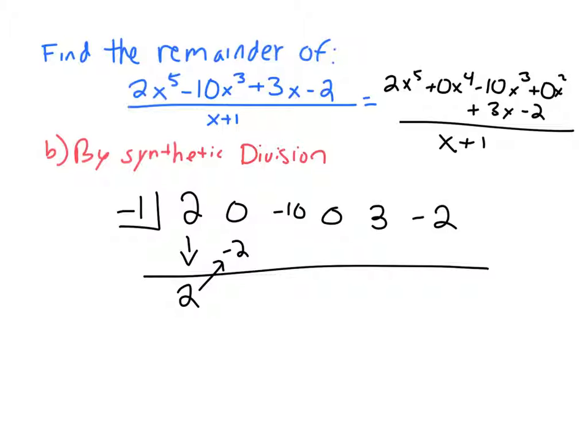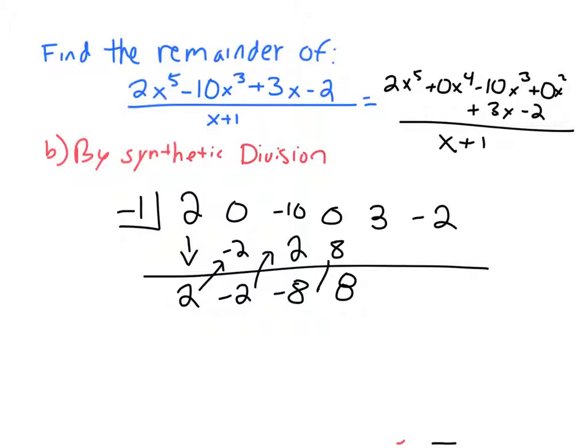Add 0 and -2, and that is -2. Then -1 times -2 is positive 2. Add those two, -10 plus 2 is -8. Then you do -1 times -8, and bring that there. That would be positive 8. Add 0 and 8, you get 8.